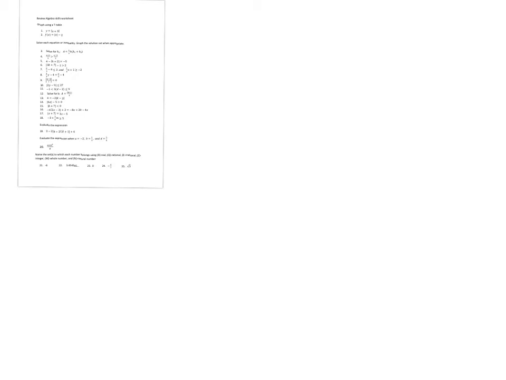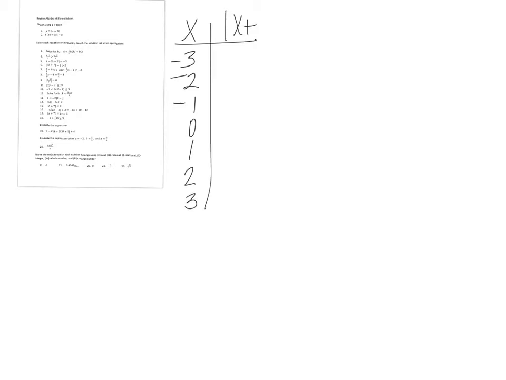So when you make a table, make sure you pick some x's: -3, -2, -1, 0, 1, 2, and 3. And then plug them into the absolute value of x plus 3. These are your y values. Plug them into the function, and then draw the graph. So that's all I'm going to give you for those first two problems, because we really want you to work through that one on your own.